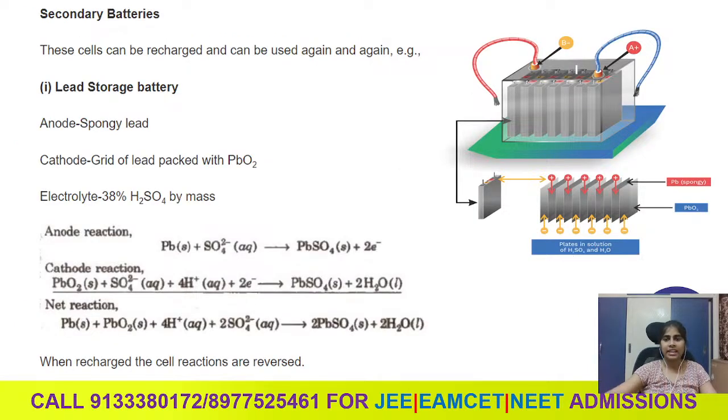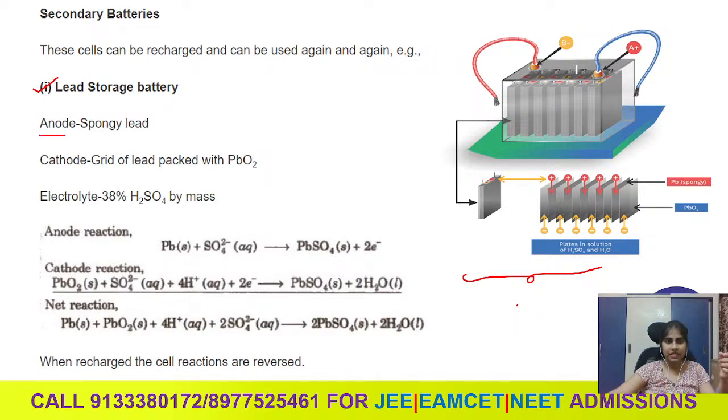And next type of batteries is secondary batteries. You can see this type of batteries in inverters. These are very heavy, and these secondary batteries are very huge to lift also. These can be recharged. So the above batteries, primary batteries, are not recharged, but these are rechargeable batteries. One of the examples is the lead storage battery.